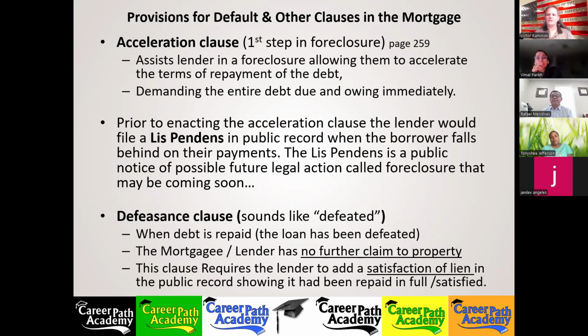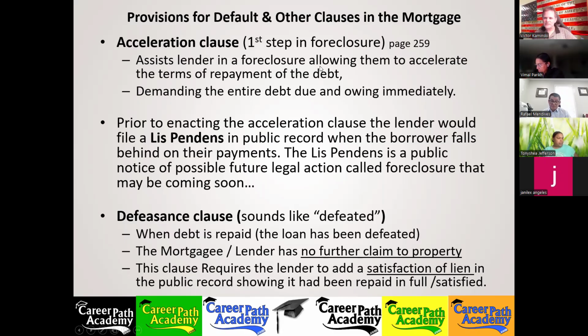It's a public notice that possible future legal action may be pending, that legal action being foreclosure. And once they decide that they're going to go through with foreclosure, the first step is they enact the acceleration clause. They call the entire debt due and owing immediately. So the debt collection calls will stop. And even if the borrower calls the lender to make a payment, the lender will not accept that payment unless it covers the full amount, including any late fees and penalties.